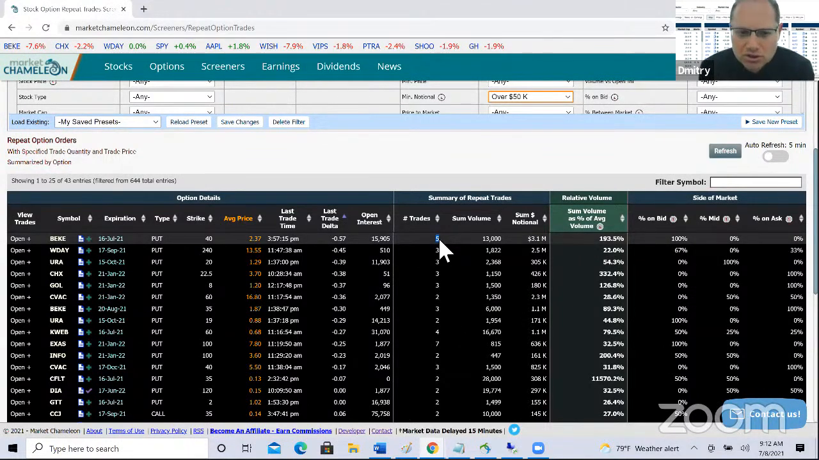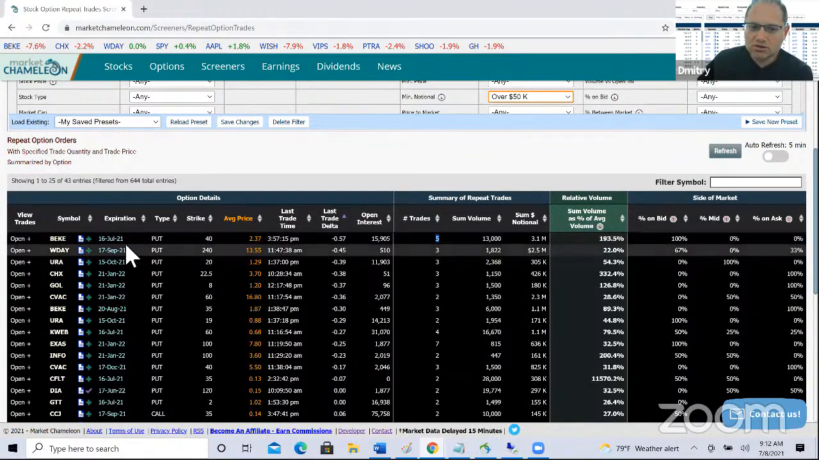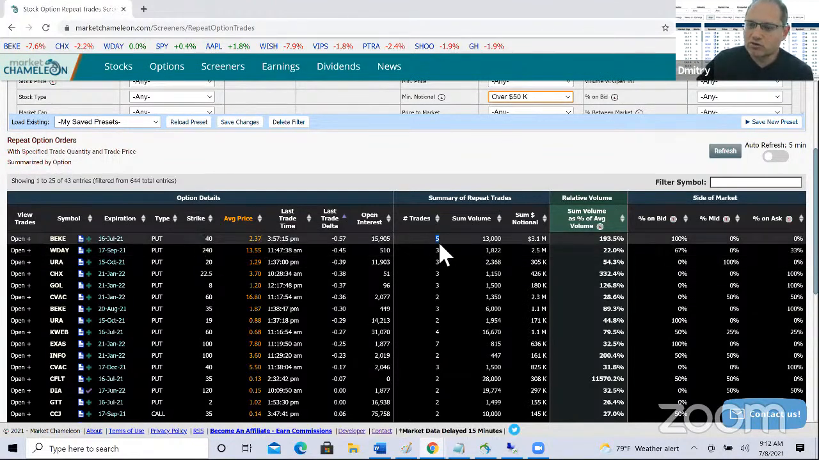Okay, so here, this is what I'm looking at really quickly before I open it up. This is my first takeaway. There are 5 trades on this strike with 50,000 contracts or more traded yesterday for a total volume of 13,000 contracts. All of them added together is $3.1 million worth. So that's pretty significant in dollar amounts.